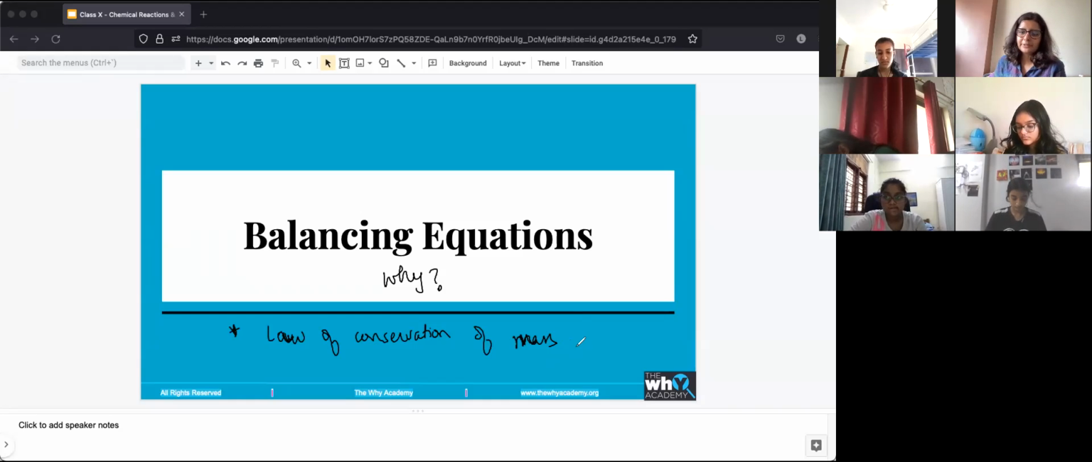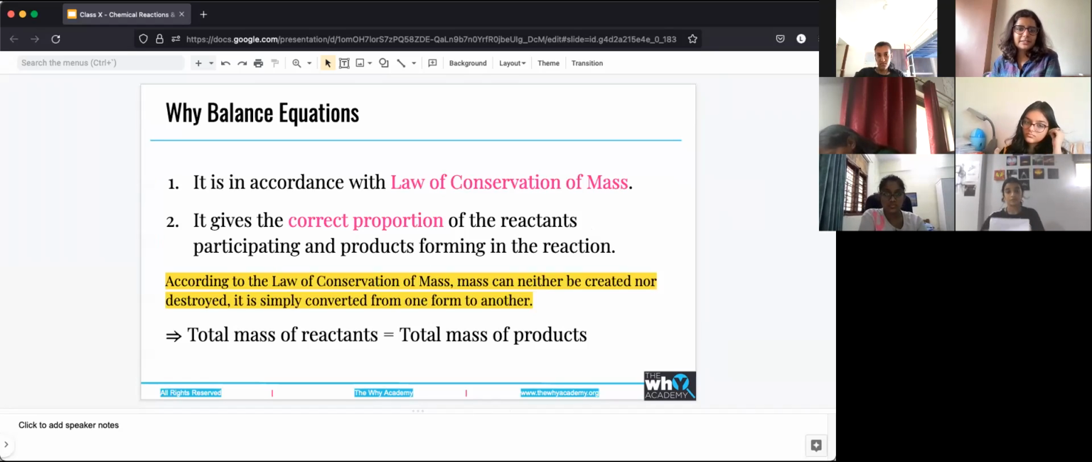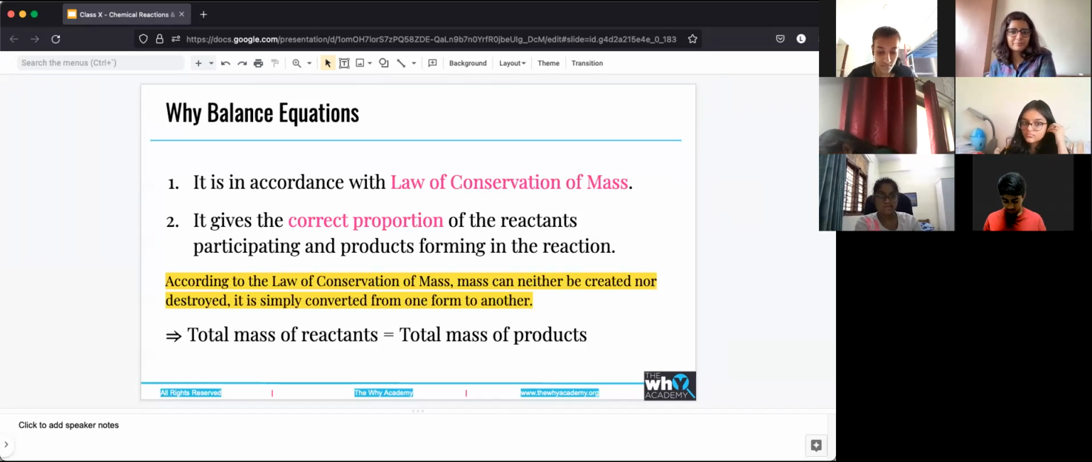So basically, if in the reactants we take X number of A atoms and Y number of B atoms, after the reaction also we need to end up with X number of A atoms and Y number of B atoms. So as Sujal said, the total number of atoms on the left hand side of the reaction, that is before the reaction, should be equal to the total number of atoms on the right hand side. So we can't lose any matter. You can't randomly create matter. So why balance equations? It's in accordance with the law of conservation of mass.